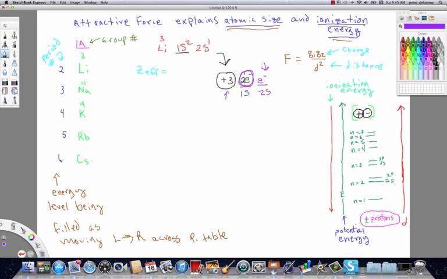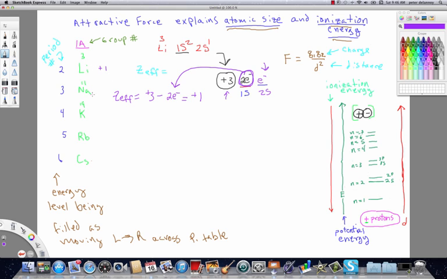valence of lithium. So we learned how to calculate the Z effective in the last video. It's equal to the protons, which in this case are +3, minus the core electrons, which there are 2 of them. These guys right here. And that means that the effective nuclear charge that's attracting the outermost electron of lithium is +1.